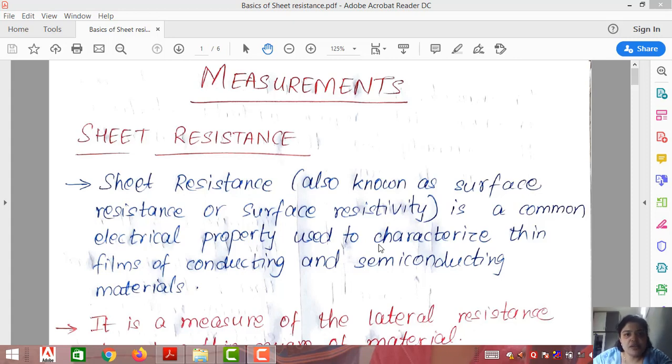Hello students, today we'll be starting with chapter number 4 of your syllabus, that is measurements. Weightage of the chapter according to GTU syllabus is 17%, and this will be the last chapter we'll be covering till our MSc 2.